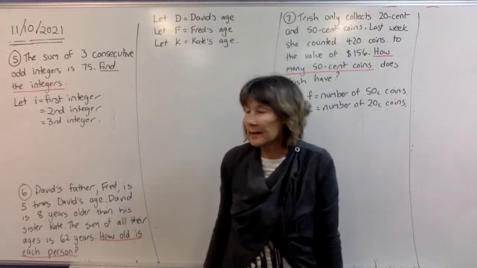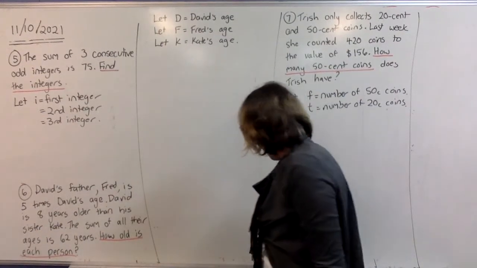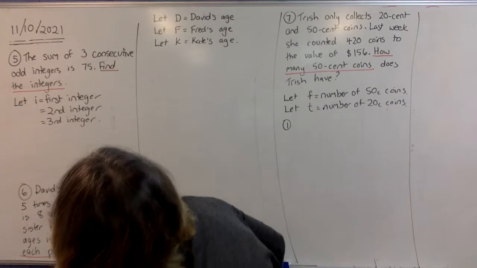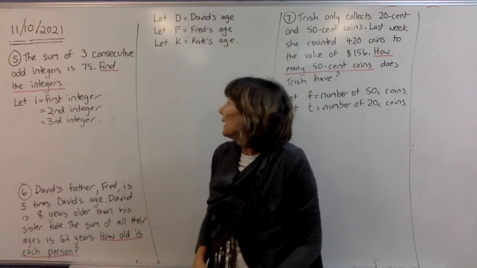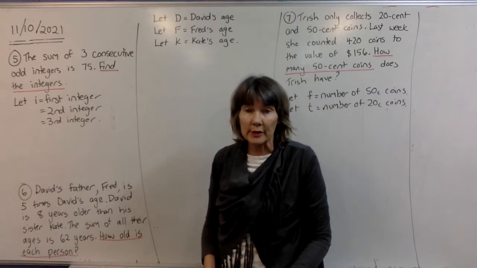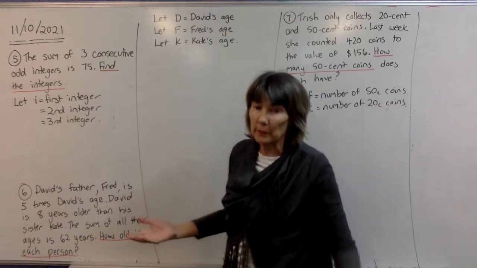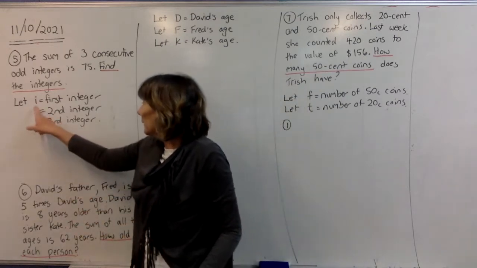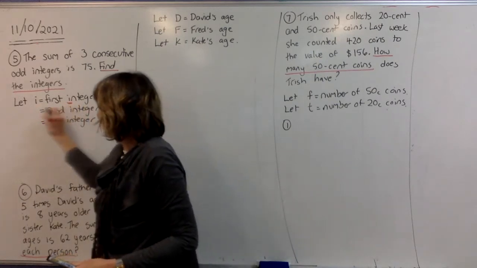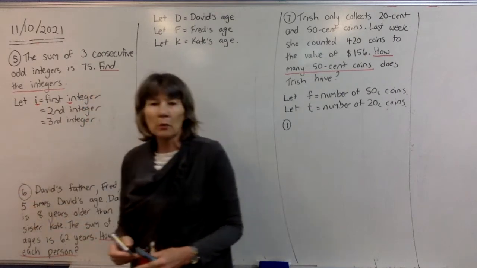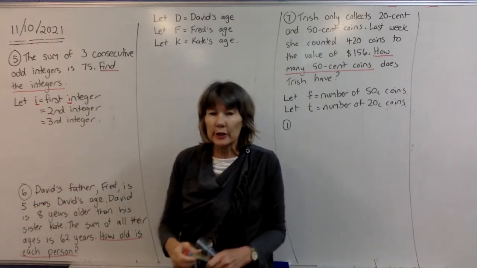Let's continue with these examples. Number 5, we have the sum of 3 consecutive odd integers this time is 75. Find the integers. So they haven't called them numbers, they've called them integers. That's okay. I'm going to let I equal the first integer because it's the first letter of the word integer. So what would the second and third integers be?